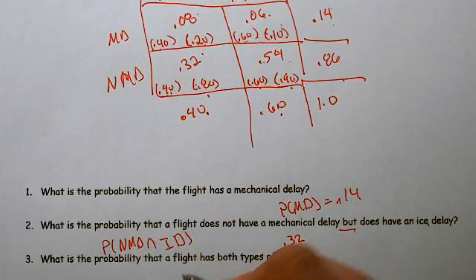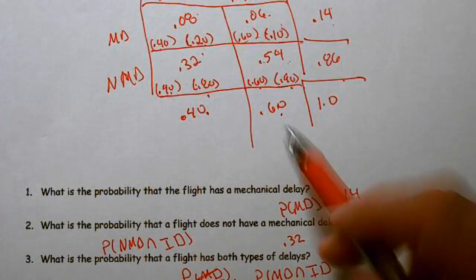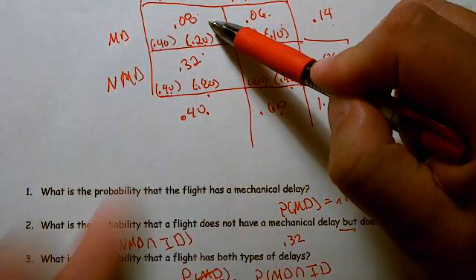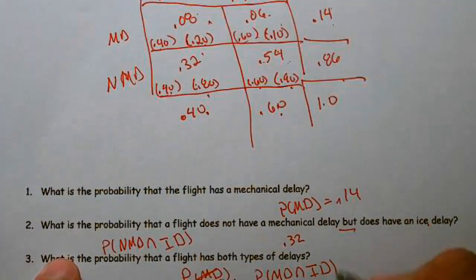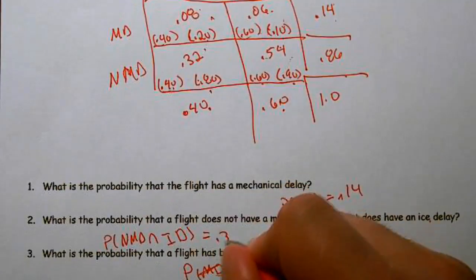So we want the probability of a mechanical delay and an ice delay. Well, mechanical delay, ice delay, where do they intersect? They intersect at 0.08. So this is 0.08. I guess I should have put this closer right here.